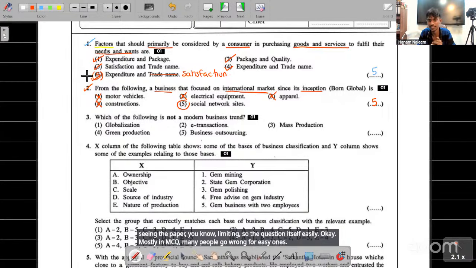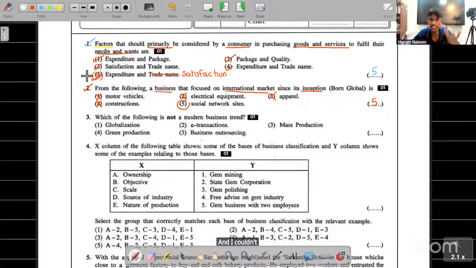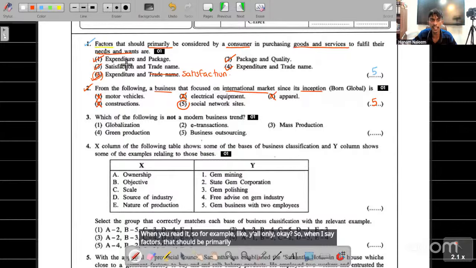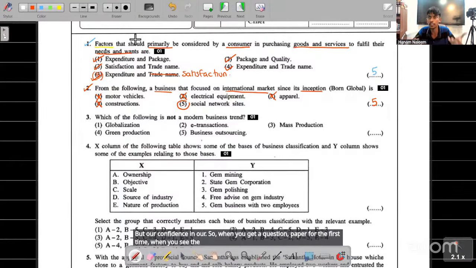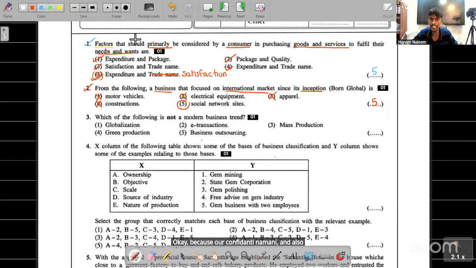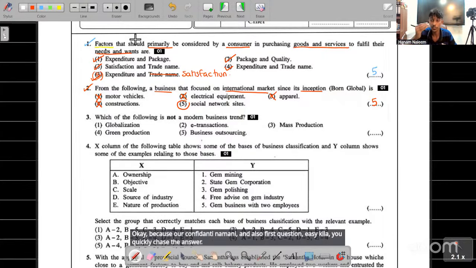Why? Careless mistakes. You have confidence, for example, like all of you. When I said factors that should be primarily considered by the consumer, and when I said expenditure, everyone said correct. You have confidence. So when you get a question paper for the first time, when you see the first question itself is very easy, you won't read any other options. You'll just go and select whatever you think is correct, because of our confidence, and also because the first question is easy, you quickly chase the answer. No. For easy questions, please take some time and find the correct answer. Don't be overconfident and quickly grab the answer. So for an MCQ, how many minutes do you have to allocate?